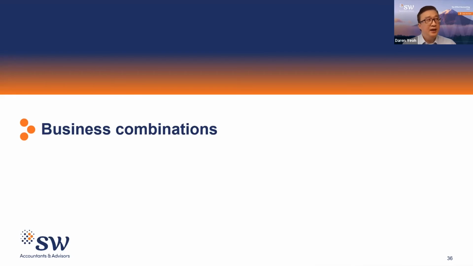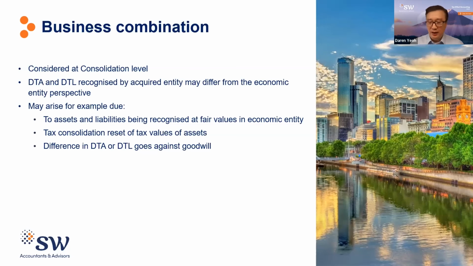Okay, the next one is business combinations. To put it into context, this is relevant when you are performing your financial consolidation. Remember, when you perform your financial consolidation, you're bringing assets in at their fair values. And it might differ to the tax cost of the assets and liabilities for tax purposes, giving rise to a temporary difference.